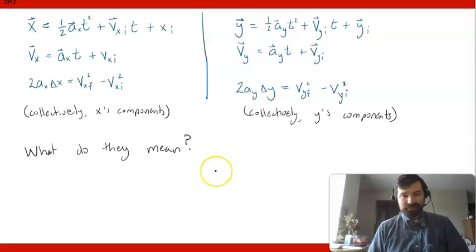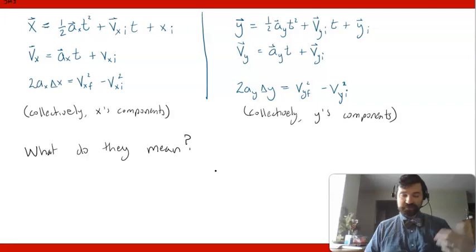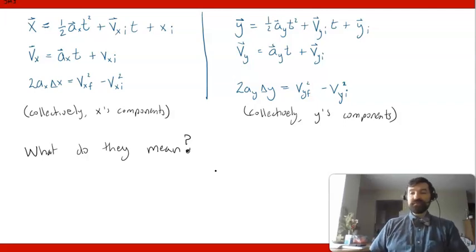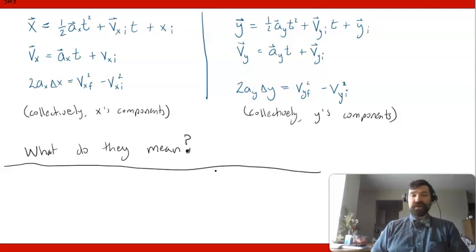So what do these equations actually represent? I've rewritten the equations here. We're going to call all of these collectively the x components, the x parts, whatever you want to say, the x equations. These collectively are the y equations. And the question is, what do they actually mean? To answer that, let me introduce an analogy which I call the shadow analogy.